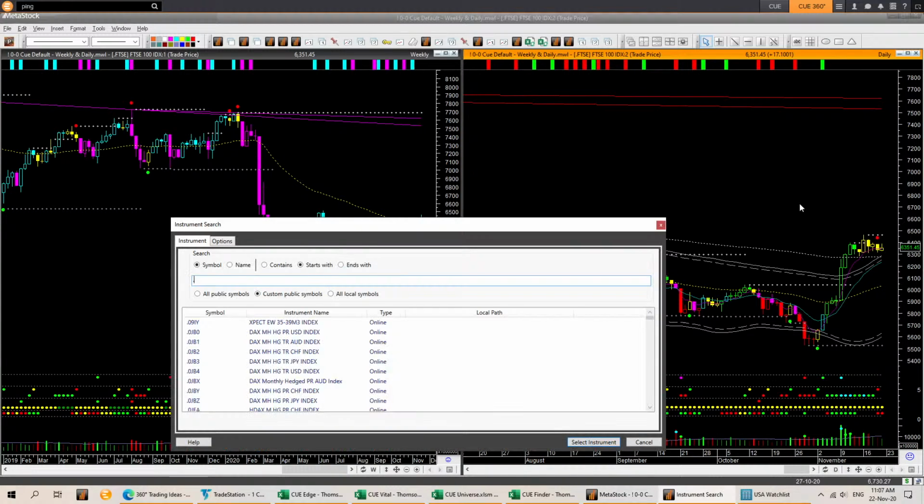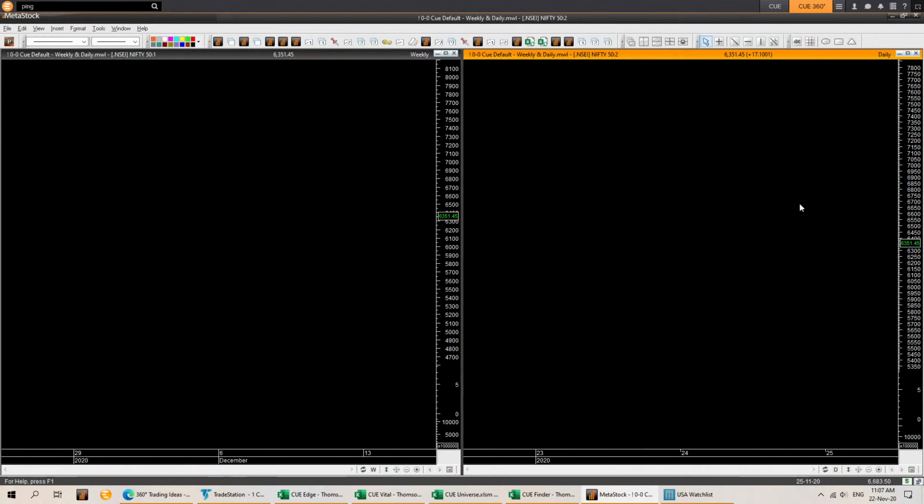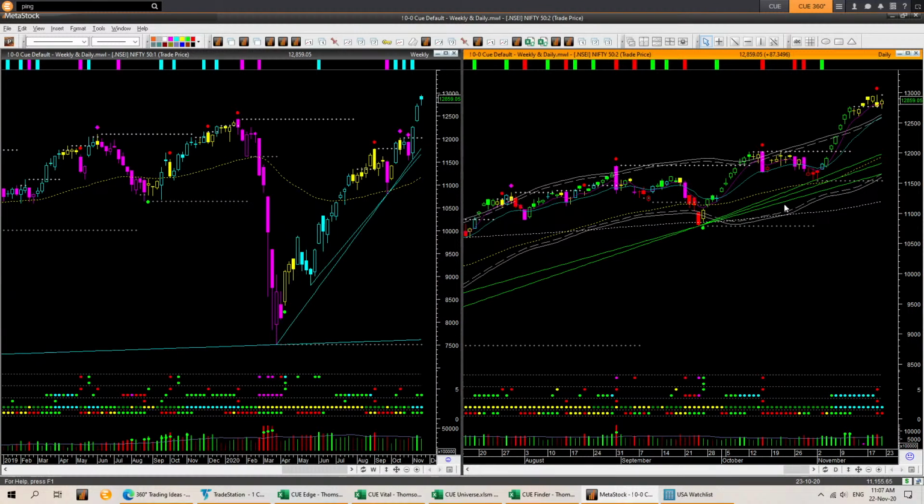And India's Nifty 50 index, that was the strongest for many weeks and that strength is continuing.